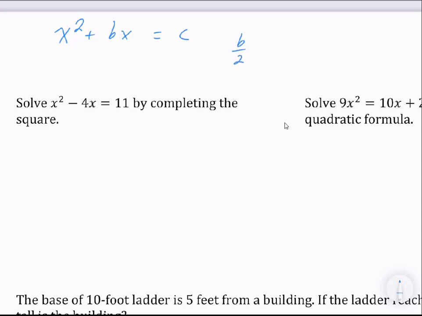So we're going to have to do something like this. What is our b here? Negative 4. So let's take negative 4 divided by 2 and then square it. Two times 2? 4. Yeah, okay. So it'd be 4. So we're going to add 4 to both sides. So we've got x squared minus 4x plus 4. And we're adding it to both sides, so we have 11 plus 4 as well. So 11 plus 4 is 15, of course.